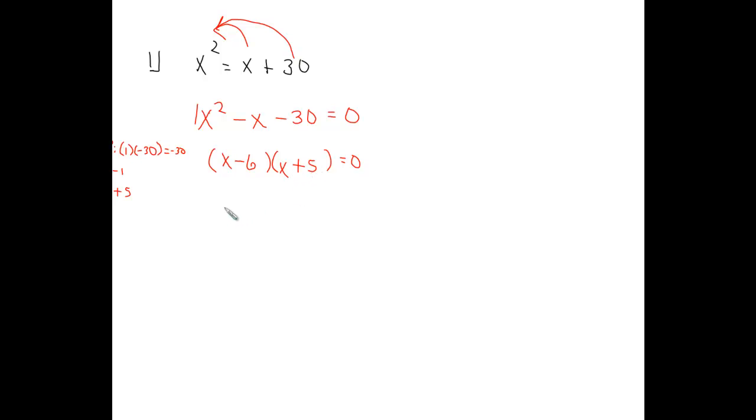Now we need to set each of these equal to 0. X minus 6 equals 0, and x plus 5 equals 0. So one of the answers is x equals 6. The other answer is x equals negative 5.